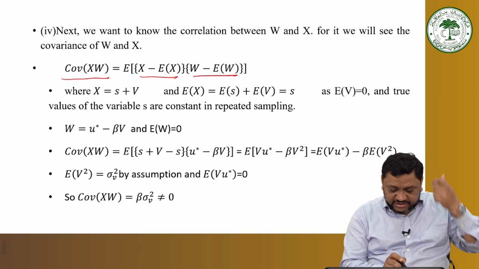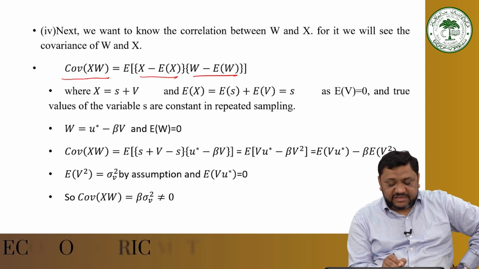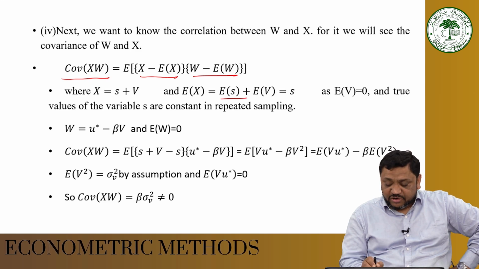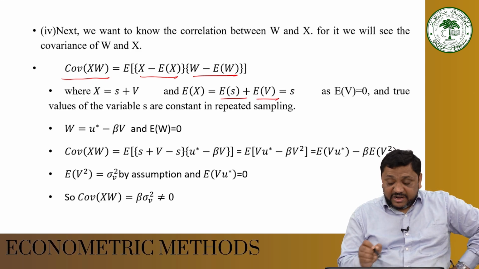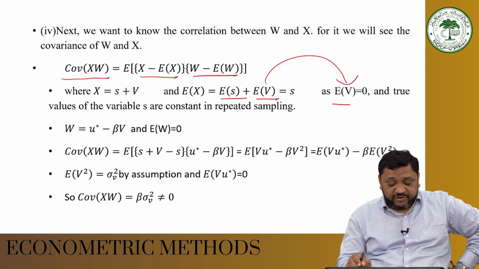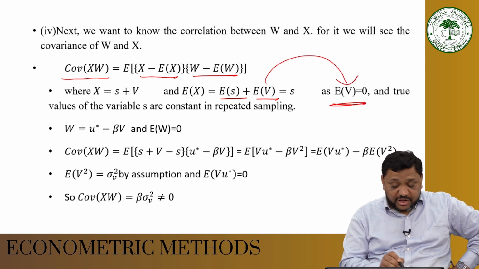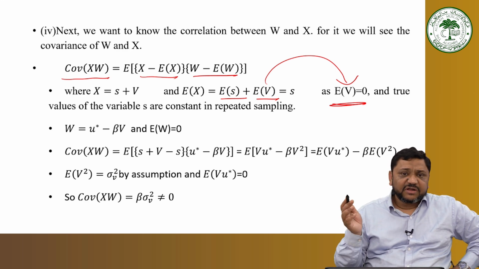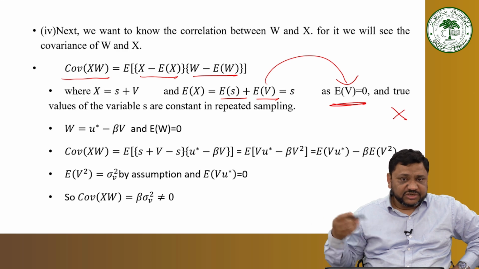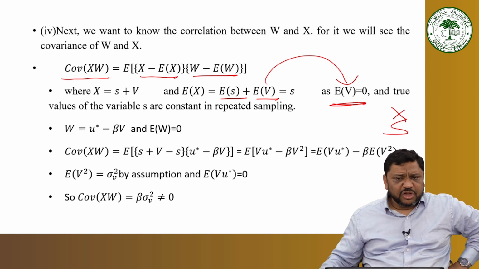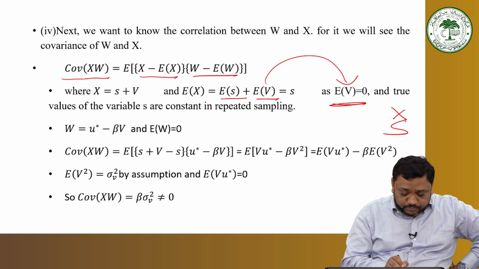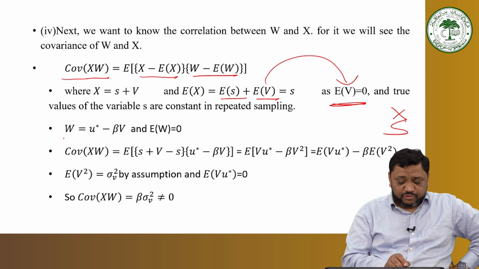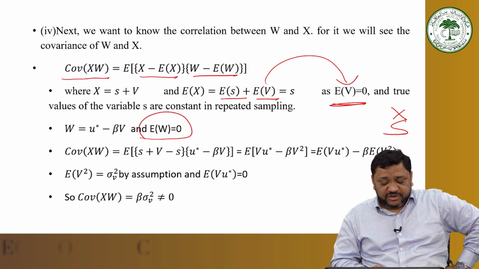Now see, what we have seen over here, your x is nothing but s plus v, and expected value of x is equal to expected value of s plus expected value of v. Now by assumption, expected value of v is equal to 0, and also s is one of the variables, so the true values are constant in repeated sampling, like they were in the classical assumption. We had x was constant in repeated sampling. Here s is a variable and it is also constant in repeated sampling. So what we are left with is w is equal to u asterisk minus beta v, and expected value of w is equal to 0.